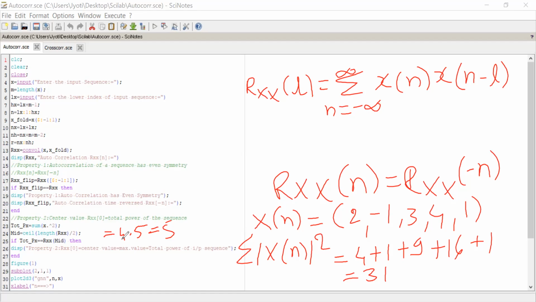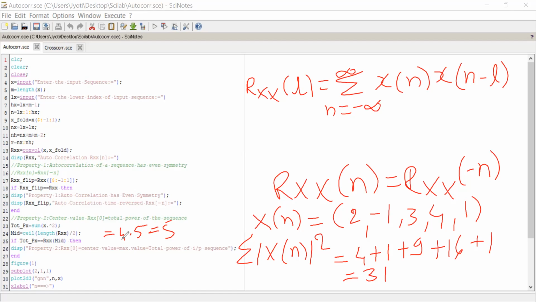Okay, next: if total power, TOT underscore PX, is equal to Rxx of mid. If total power is equal to the Rxx of mid value, how much did you get? 5, the midpoint of Rxx. If these two values are satisfied, then display the second property: the center value or maximum value is equal to the total power of the input sequence.